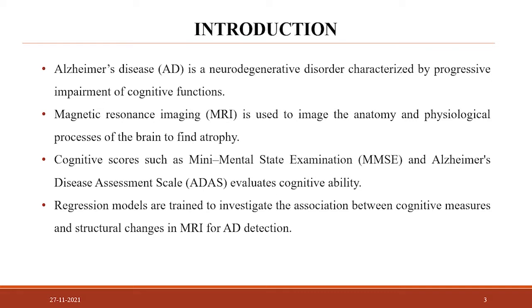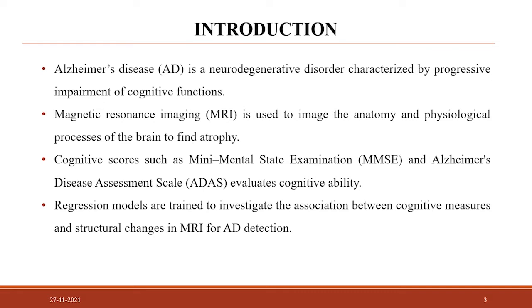Clinicians make use of neuroimaging modalities such as magnetic resonance imaging (MRI) to understand the structural and functional changes in the brain. Along with the neuroimaging data, cognitive scores are also used to diagnose the disease. The cognitive scores such as Mini Mental State Examination and Alzheimer's Disease Assessment Score 13 evaluate the cognitive ability.